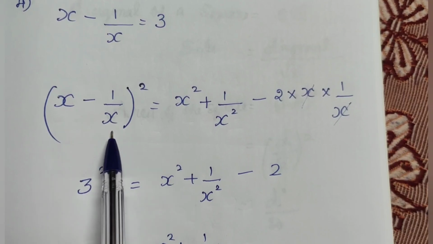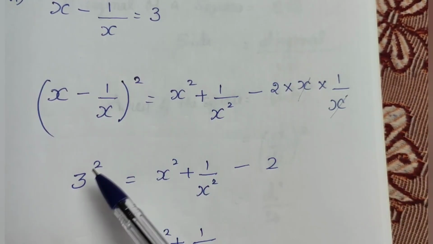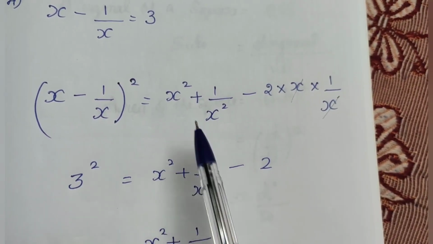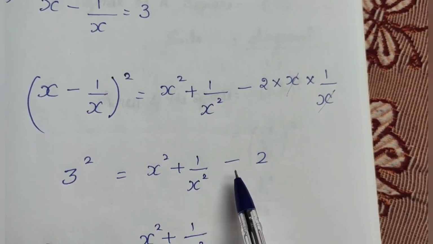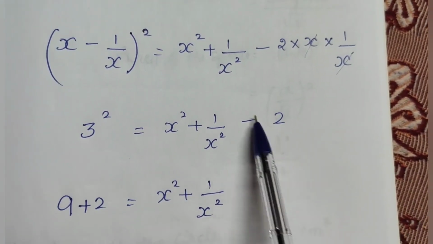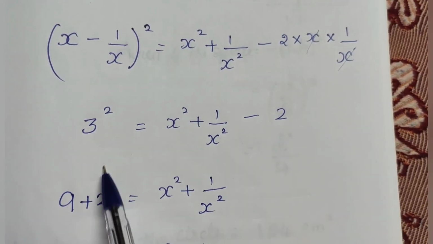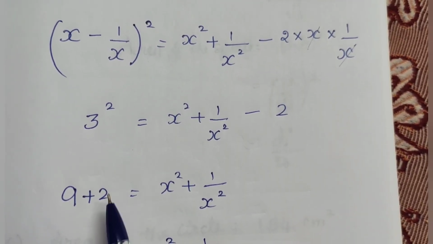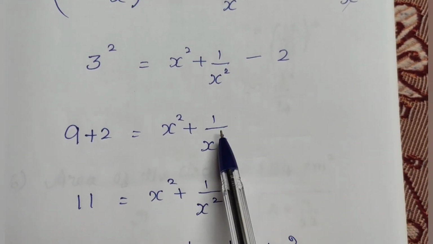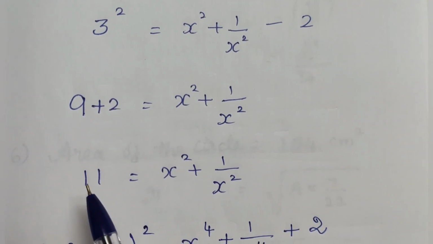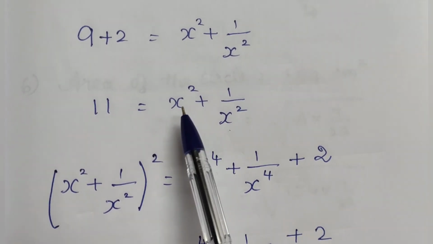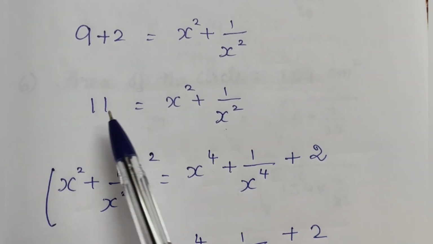So here x minus 1 by x is given as 3. So I write 3 square. x minus 1 by x the whole square is 3 square, equal to x square plus 1 by x square. x gets cancelled, minus 2. I transport minus 2 to the other side of the equal to symbol. It becomes plus 2. 3 square is 9. 9 plus 2 equal to x square plus 1 by x square. 9 plus 2 is 11, equal to x square plus 1 by x square. And now I got x square plus 1 by x square is 11.